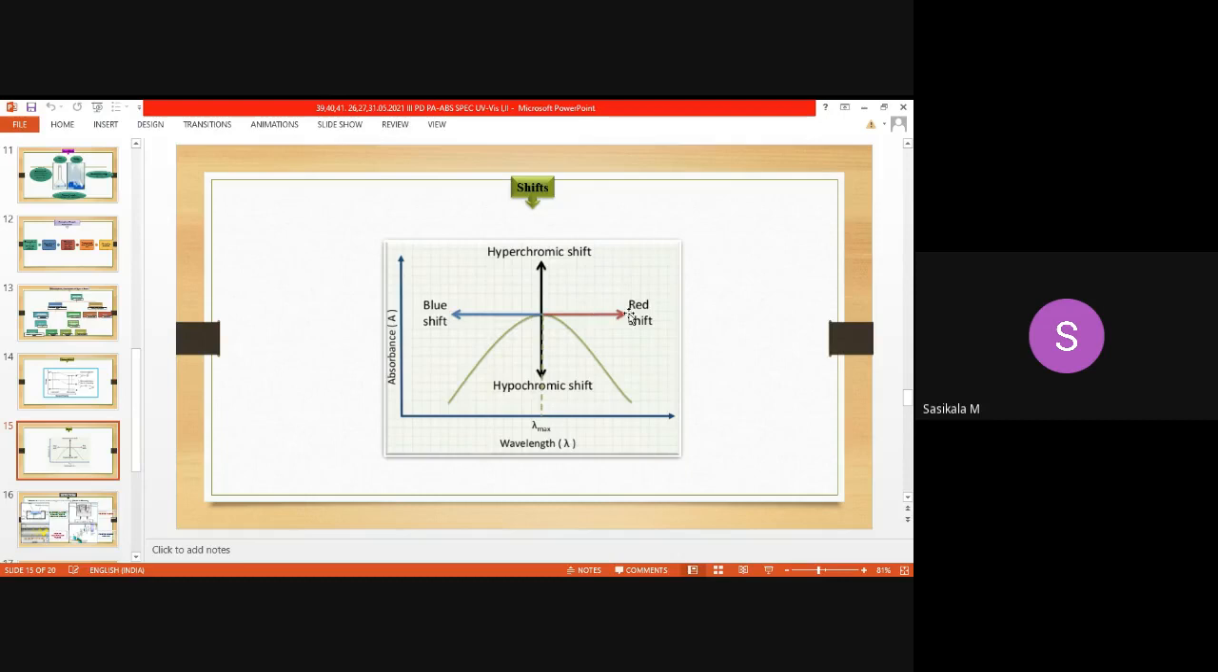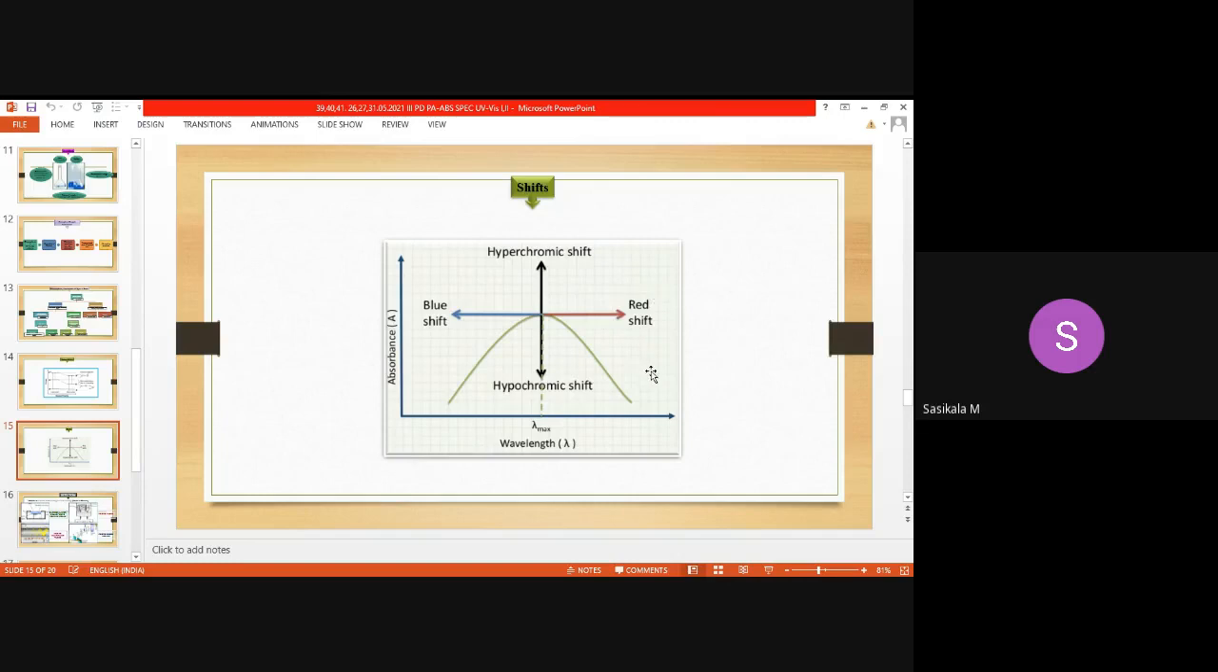Red shift represents the shift of lambda max towards 800 nanometer. You can say from 200 to 800 nanometer wavelength range we are plotting here, since that is the UV visible range. So towards 800 nanometer, if the lambda max is shifted, then the shift is called red shift.